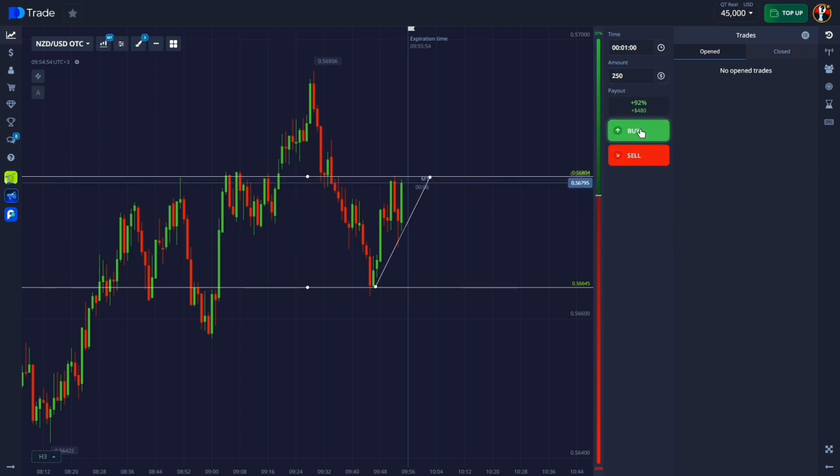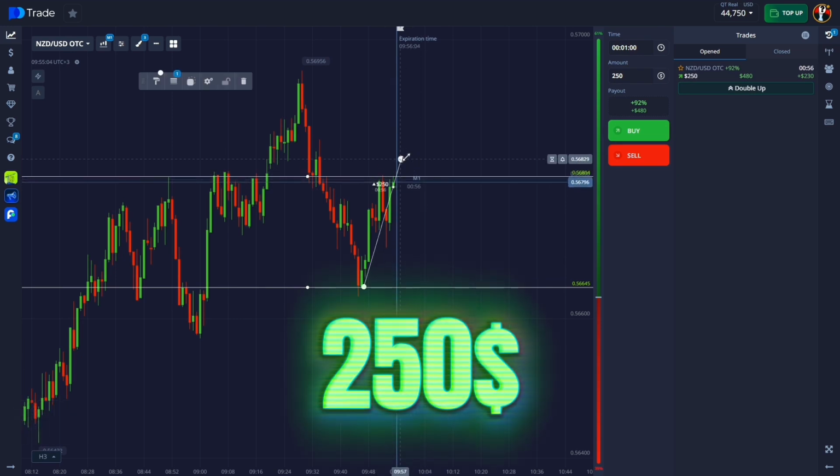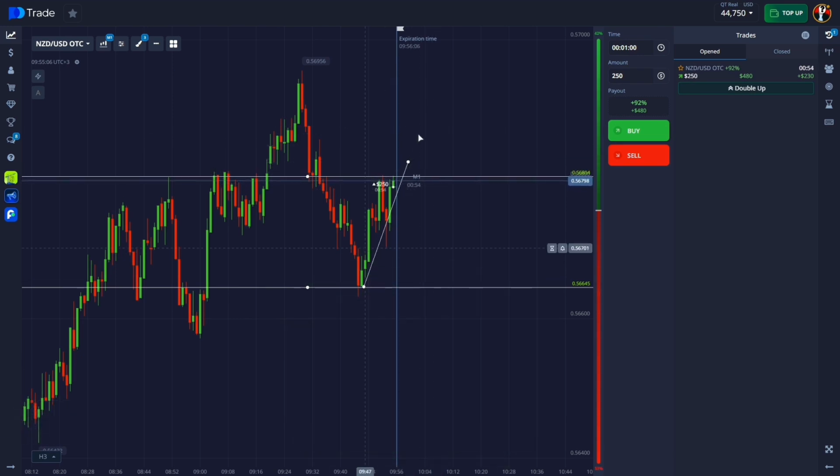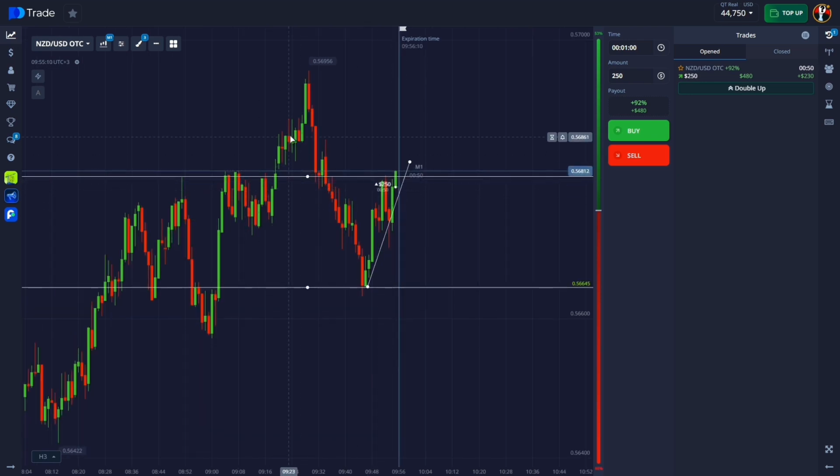Buy. I press buy, right? So I press buy and accordingly wait for the purchase. 3, 2, 1, the purchase is made, that's it. The purchase was made for $250. And now I wait for an upward trend, that is for the chart to go up, for it to rise higher, just like it did earlier here. You saw, it went higher.